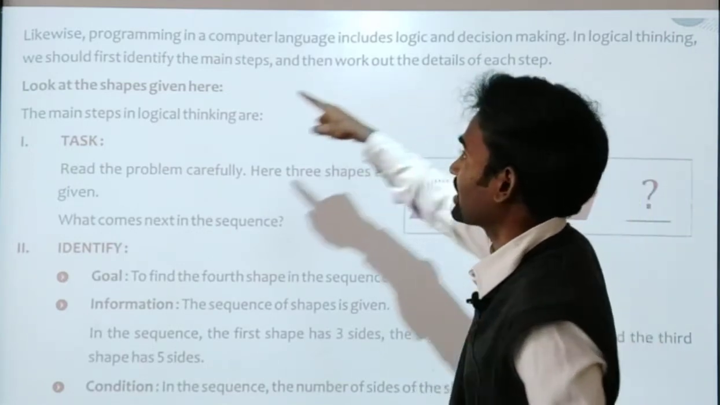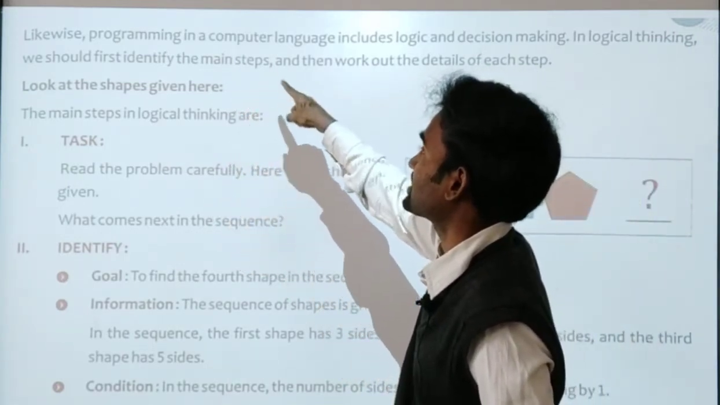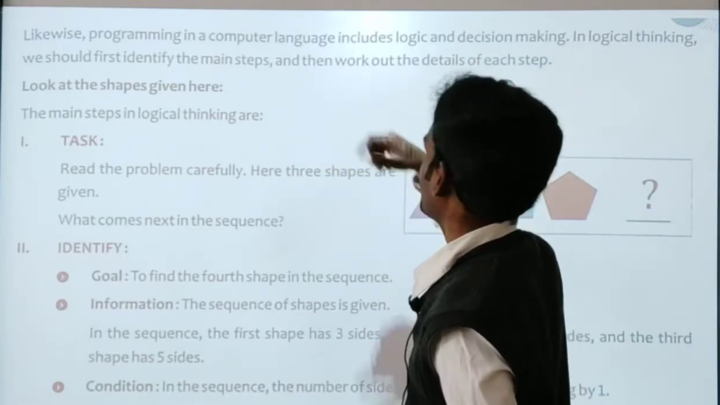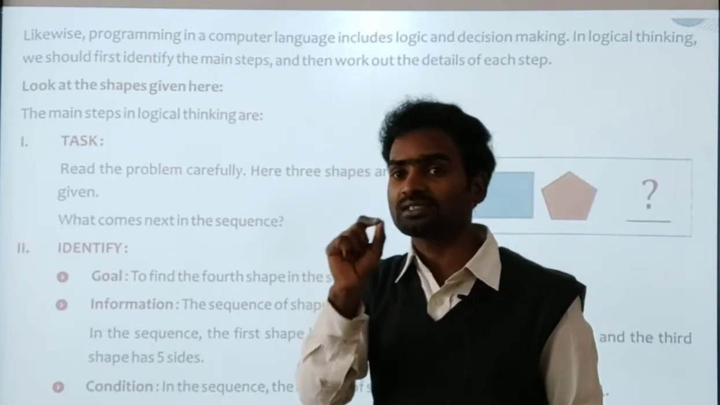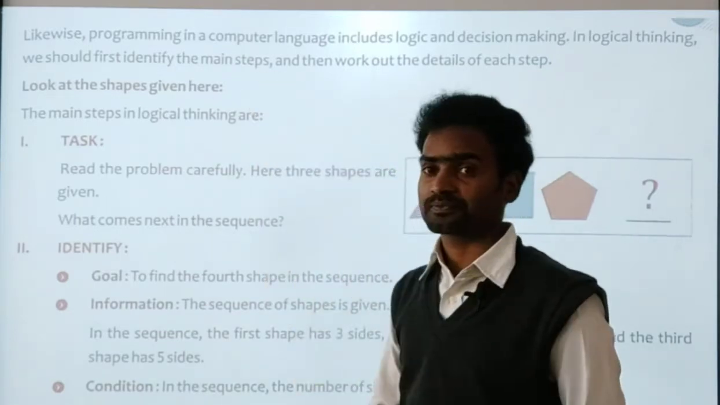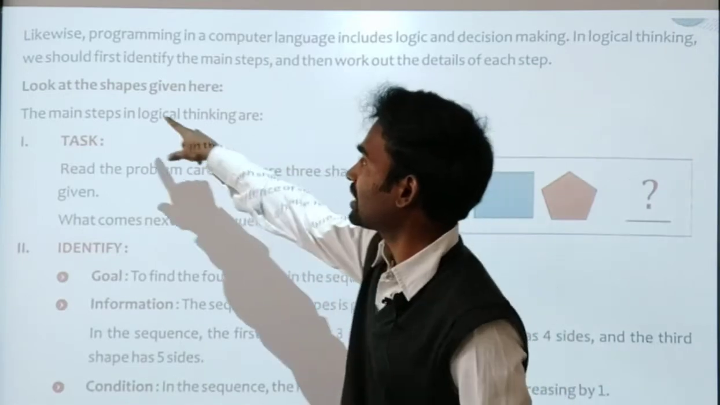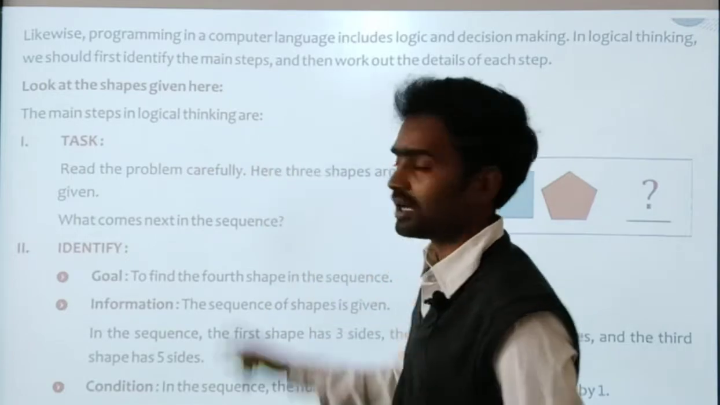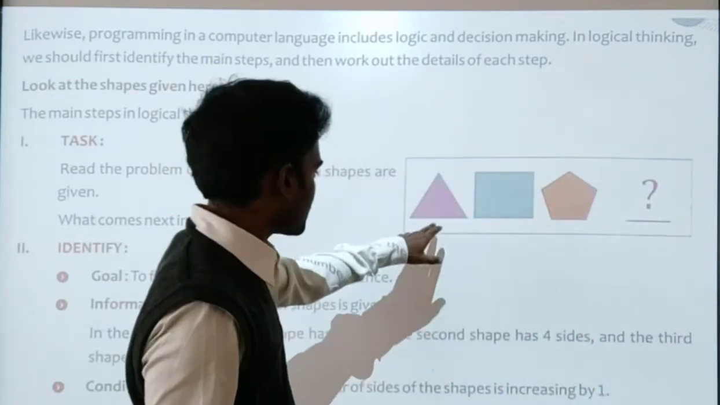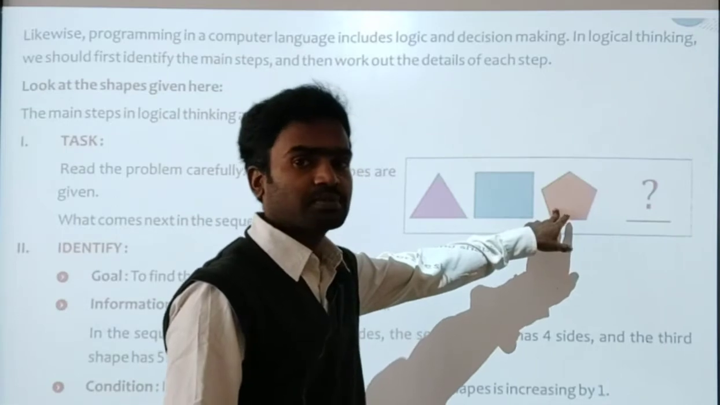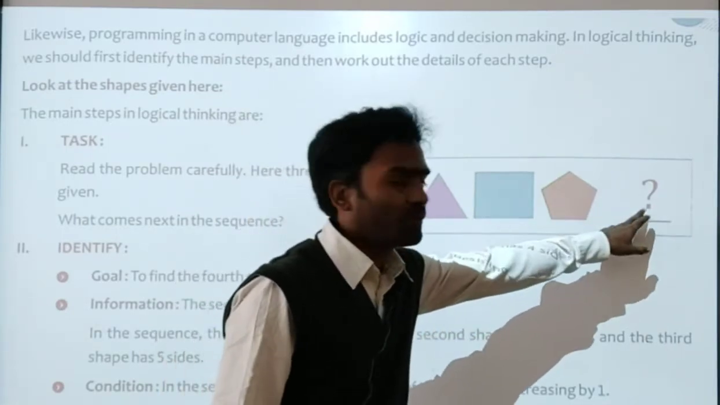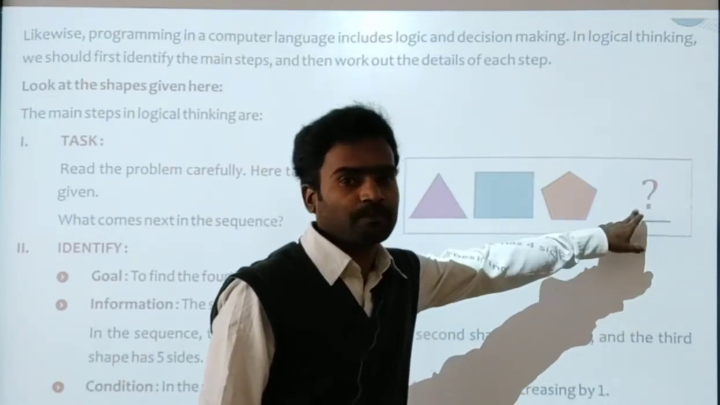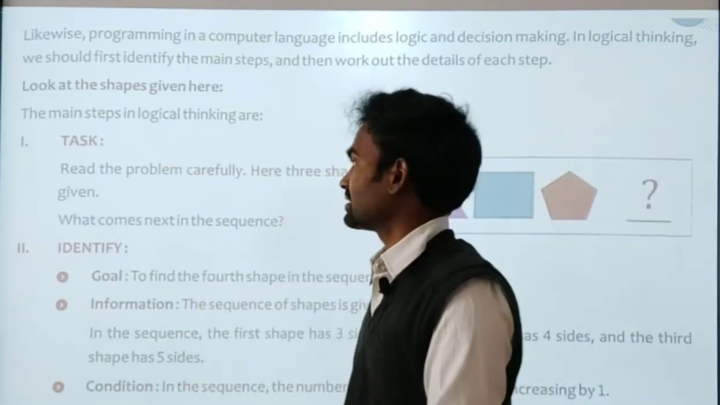In logical thinking, we should first identify the main steps and then work out the details of each step. So first we have to identify what the main steps are. Here they have given one task. Look at the shapes given here. The main steps of logical thinking are, see here, 1, 2, 3. Three shapes are given. The fourth one we have to find. We have to find which shape the fourth one is. Here they have given the logical task.